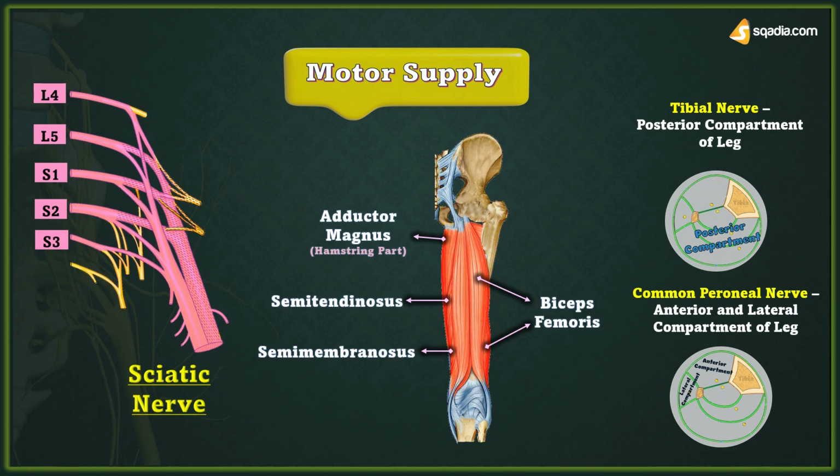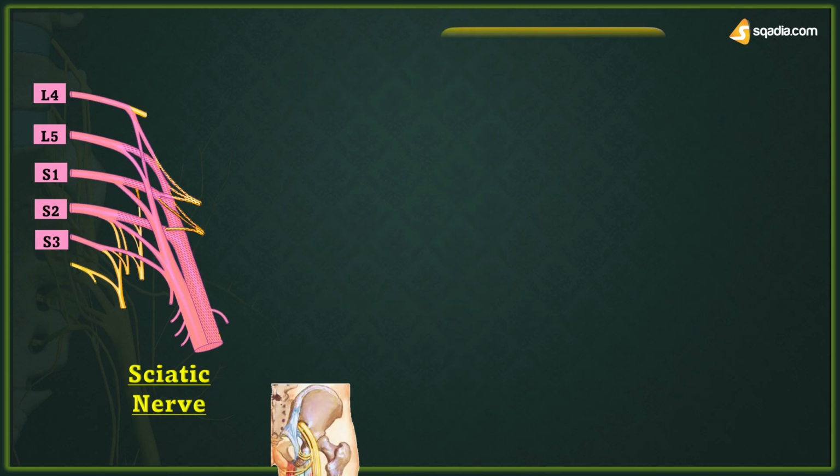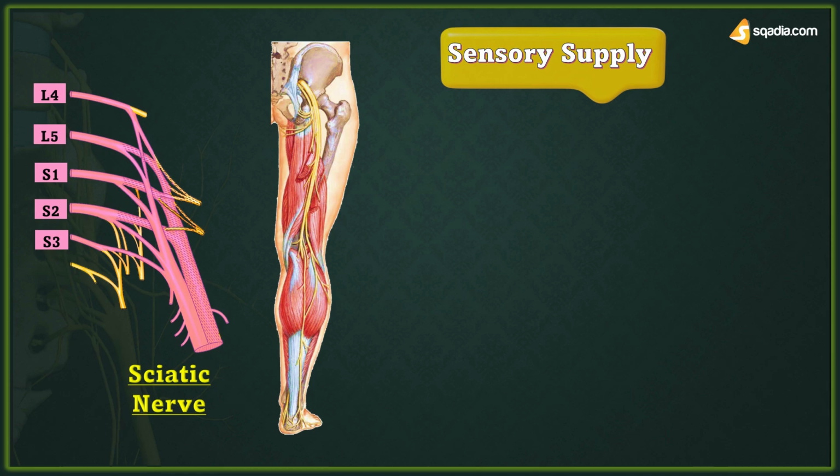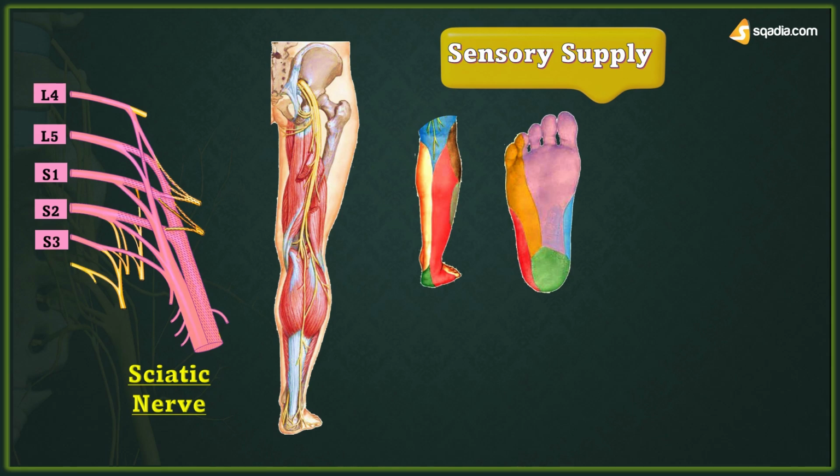In terms of sensory function, the sciatic nerve does not have any direct cutaneous functions. It does provide indirect sensory innervation via its terminal branches. The tibial and common fibular branches of the sciatic nerve contribute to sensory innervation in different areas of the leg. Specifically, the tibial nerve supplies the skin of the posterolateral leg, lateral foot, and the sole of the foot, as shown here in highlighted areas. As for the common peroneal nerve, it supplies the skin of the lateral leg and the dorsum of the foot.